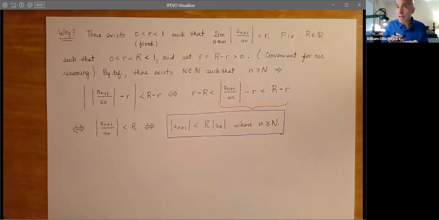And so we just have to figure out that what's left, the tail of the series, as n tends to infinity, that we can control that. And we can because we're going to have a geometric series to compare it to.